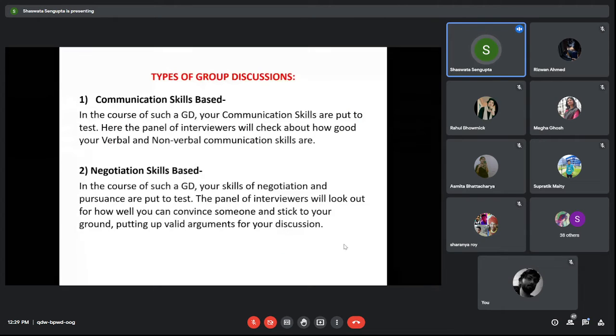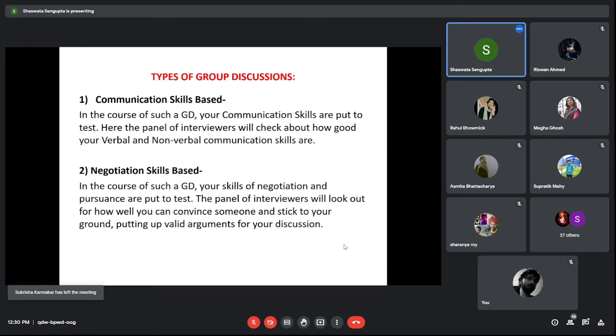So with that in mind, let's take a look at the types of group discussions that are there. The first one is communication skill based GD. So in this kind of GD, basically, a very, very common topic is given that everyone knows about. And as the candidates are speaking, the interviewers monitor their verbal, non-verbal levels, as well as their confidence levels.